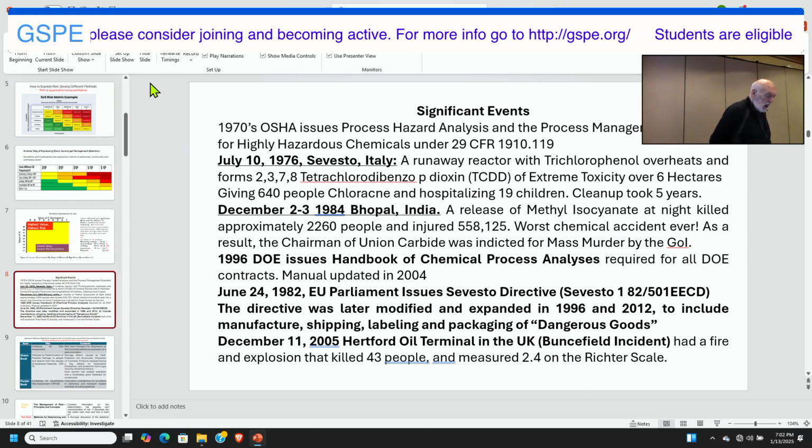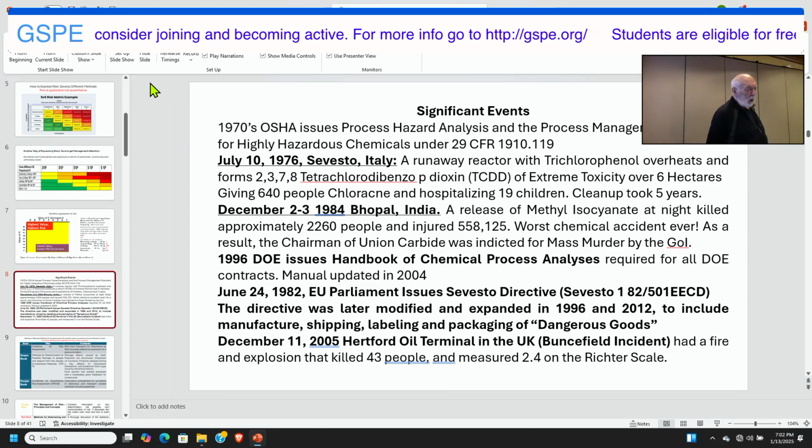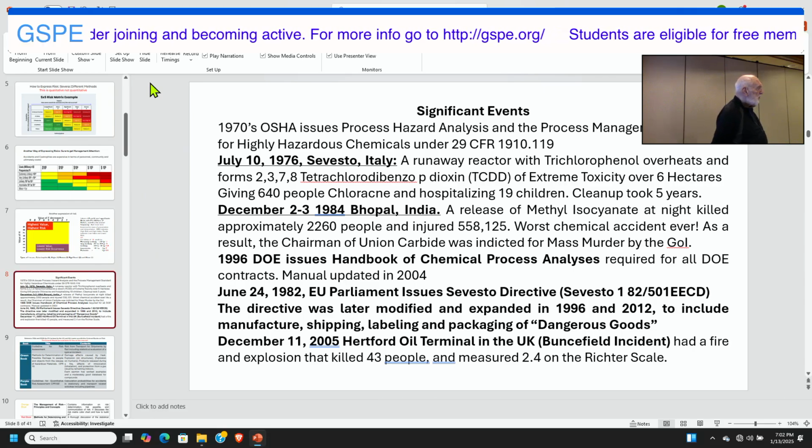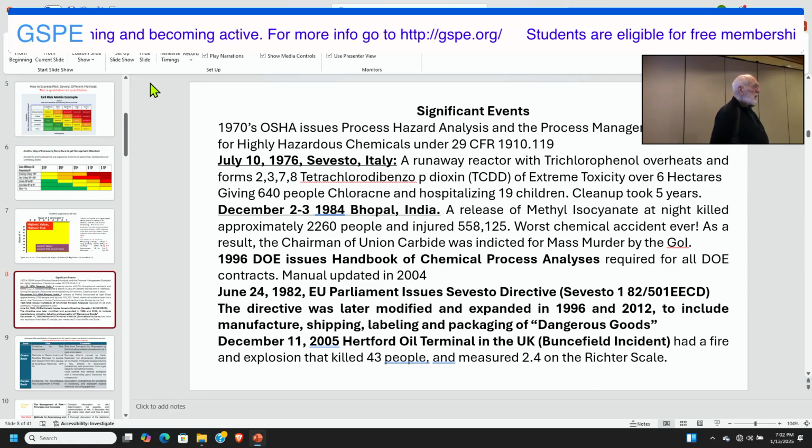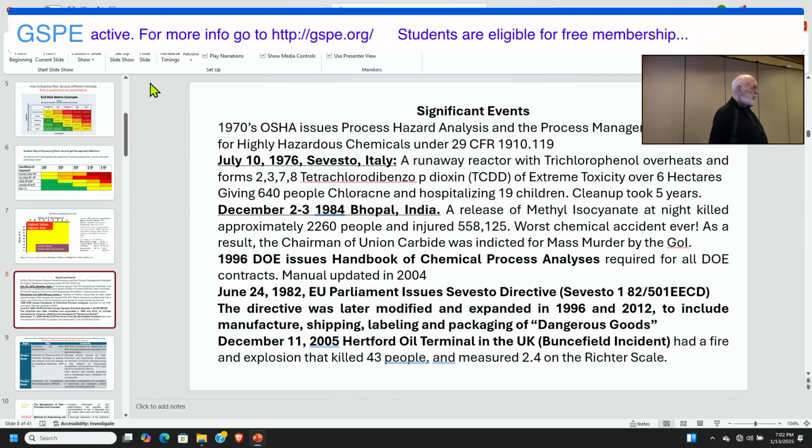So, as a result of the Bhopal release, the chairman of the board of the Union Carbide Corporation, which at that time was one of the major leading chemical corporations, was indicted, and an arrest warrant was issued by the government of India for manslaughter. Think of that.